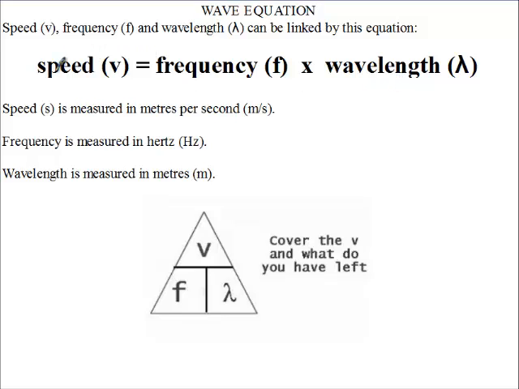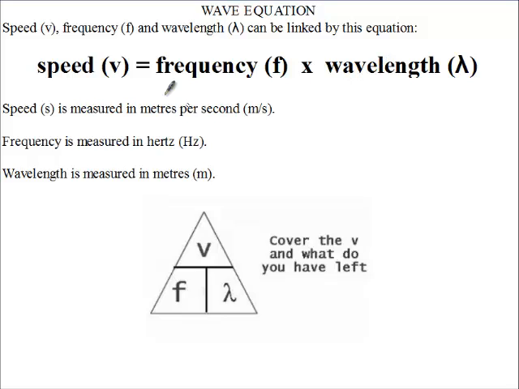Remember, we said speed is how fast the wave is traveling. Frequency is how many waves are passing a point in a time of 1 second. And then wavelength is the distance traveled to complete one oscillation.